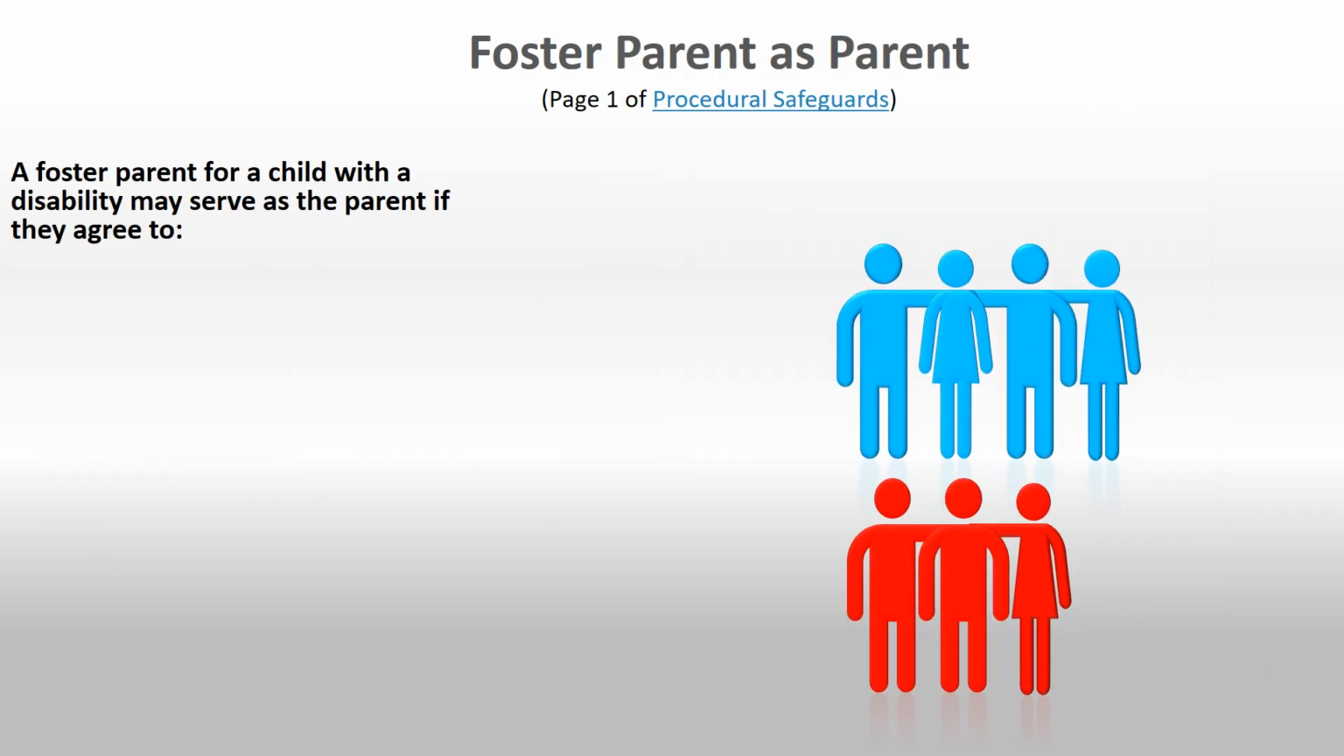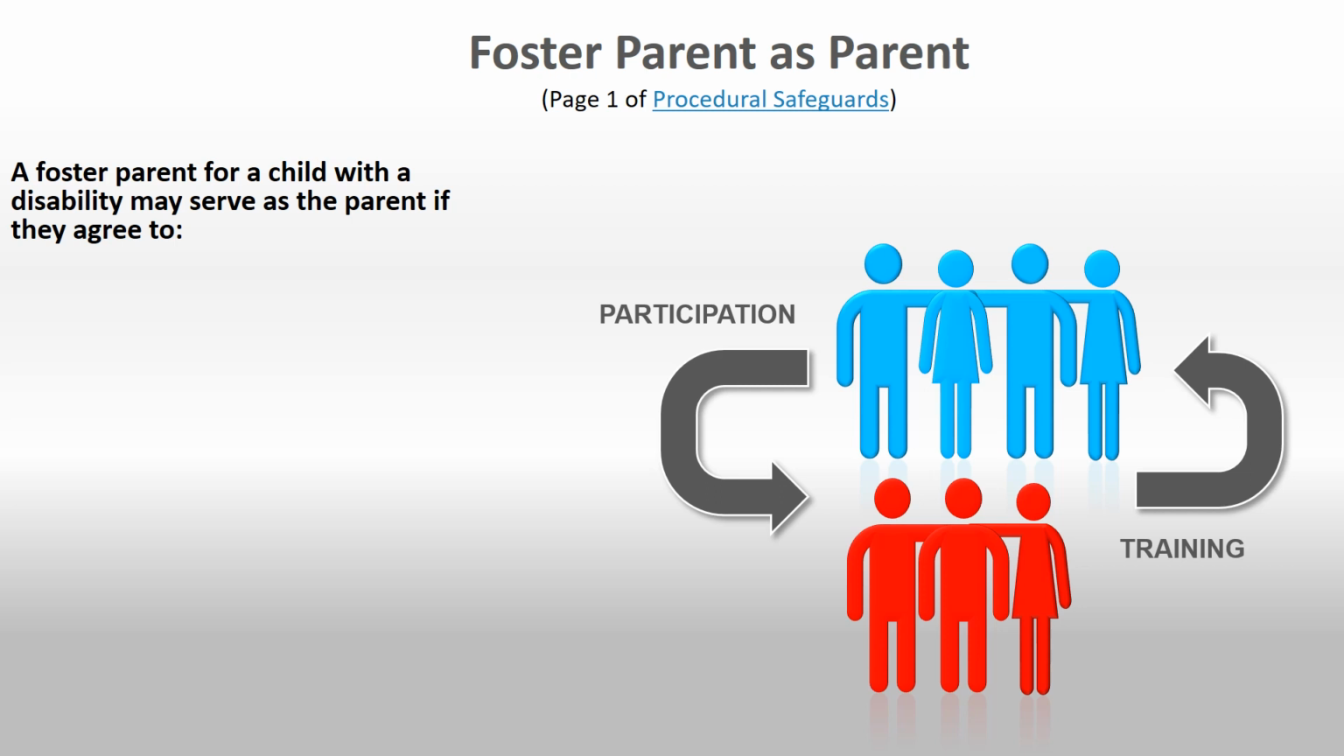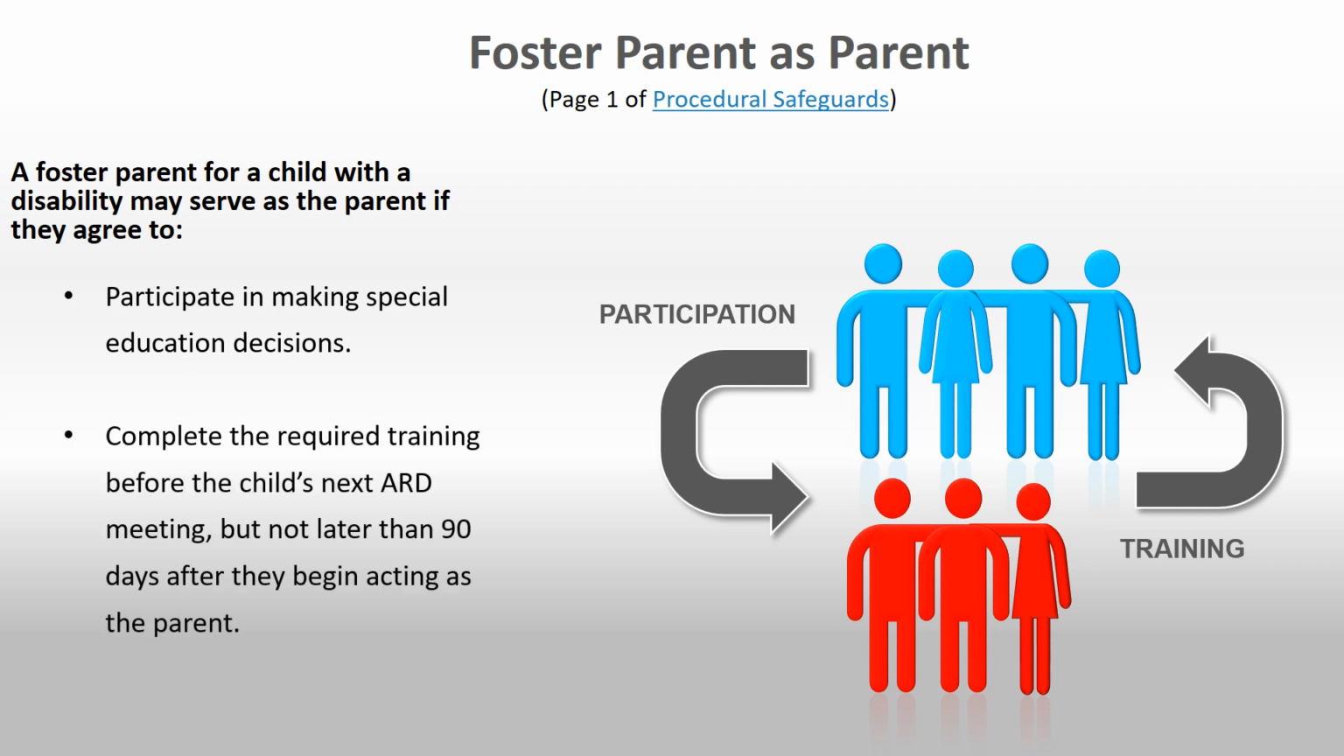Foster Parent as Parent, page 1 of Procedural Safeguards. A foster parent for a child with a disability may serve as the parent if they agree to participate in making special education decisions, and complete the required training before the child's next ART meeting, but not later than 90 days after they begin acting as the parent.